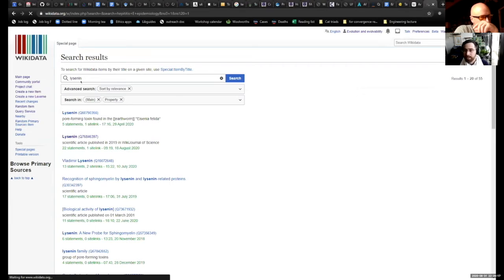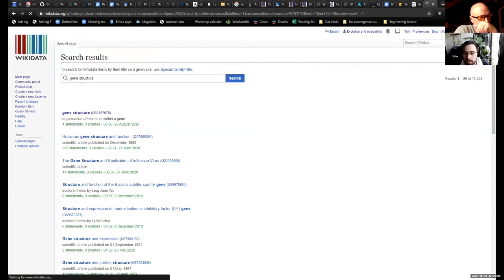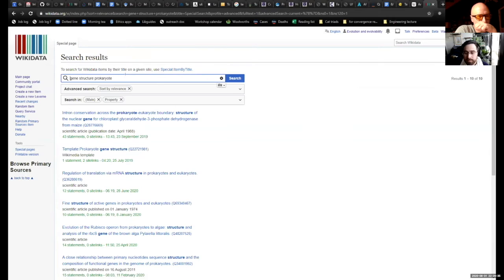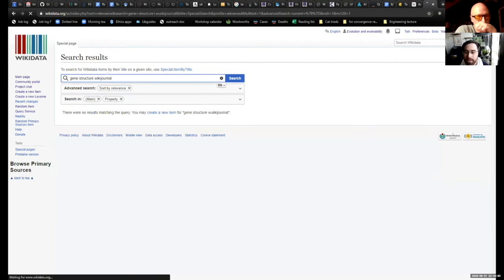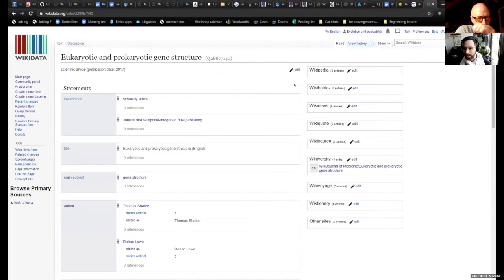All right, I'm going to show you. I shall show you actually a gene structure. That's the one to do. Gene structure is the example. So just going to try and find the article on it. Gene structure. Oh my gosh, I can't spell today. Here we go. Okay, so here's the example Wikidata item for something.